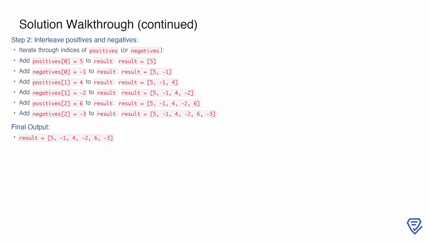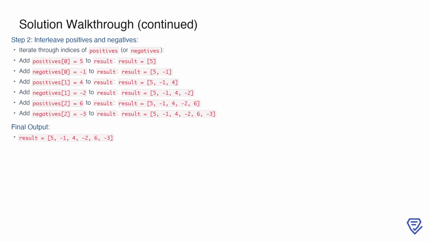First, we separate the numbers by iterating through the input array. For the first number, 5, which is positive, we add it to positives, making it 5. The next number, -1, is negative and is added to negatives, resulting in -1.